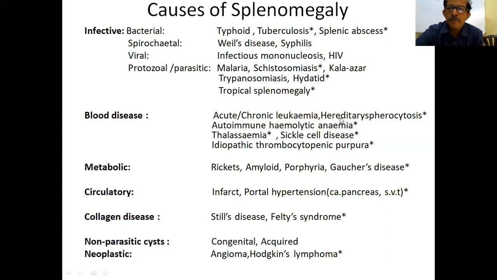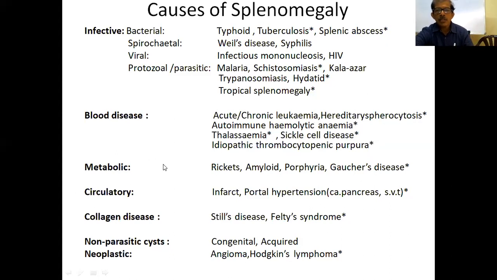So once again, the indications are hereditary. These are all hemolytic anemias: hereditary spherocytosis, autoimmune hemolytic anemia, thalassemia. Of course, in sickle cell disease, actually there may not be splenomegaly, but sometimes splenectomy will result in improvement of the condition. Then ITP, of course, all of you know this.